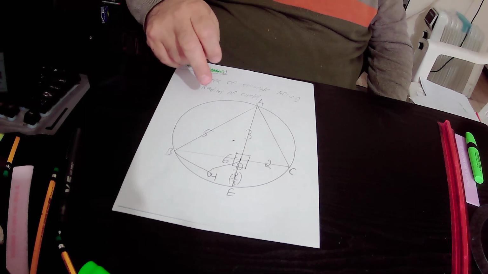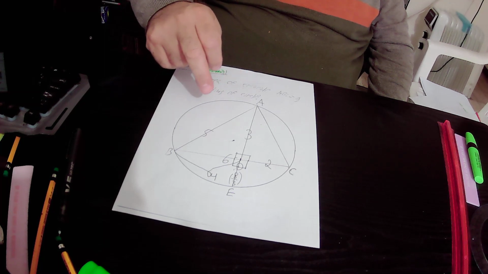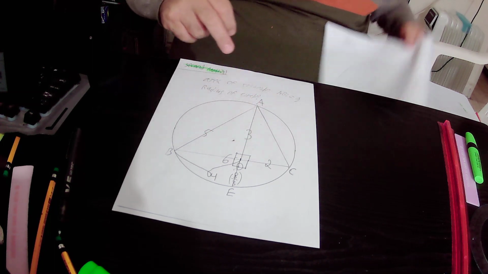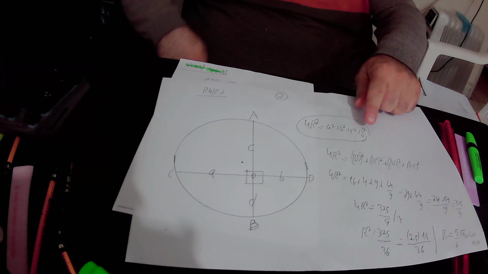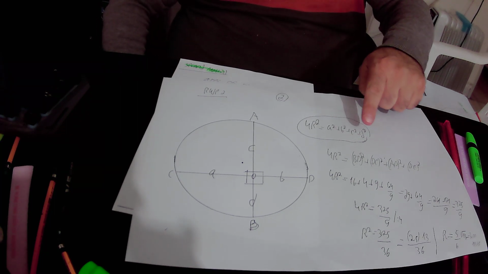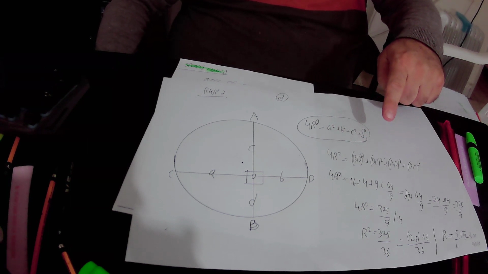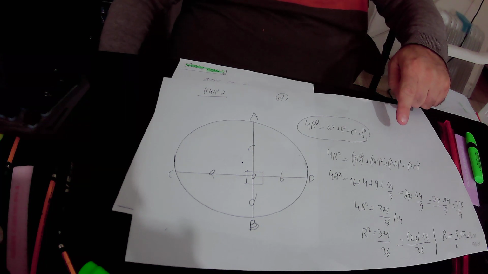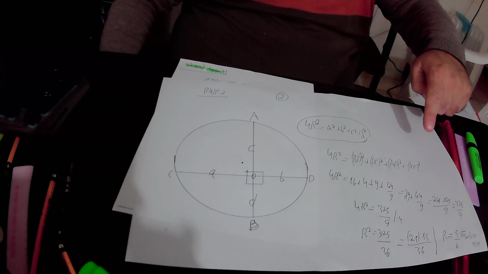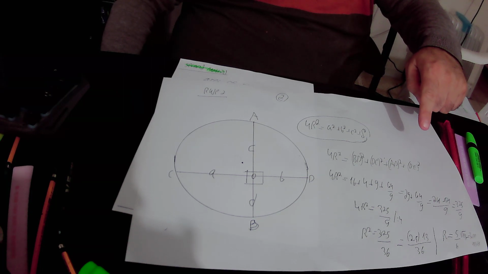According to rule number 2, we get that 4 times R squared, where R is the radius of the circle, equals BD squared plus DC squared plus AD squared plus DE squared. BD equals 4, so BD squared is 16. DC equals 2, so DC squared is 4. AD equals 3, so AD squared is 9. DE equals 8 over 3, so DE squared is 64 over 9.